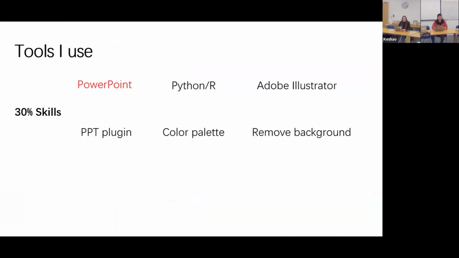This is a brief overview of the tools that I use. Here I listed some of them, like PowerPoint, Python, and Illustrator, some plugins, and also some websites that I found to be really useful. I think these tools only account for 30%. If you want to create beautiful slides or beautiful images, I think the remaining 70% comes from aesthetics. To build that, you can take a look at pictures from Nature or Science.